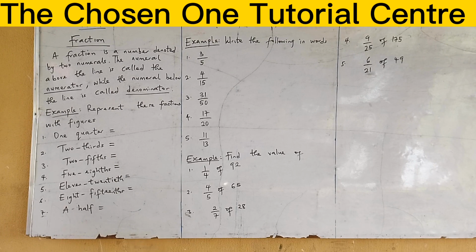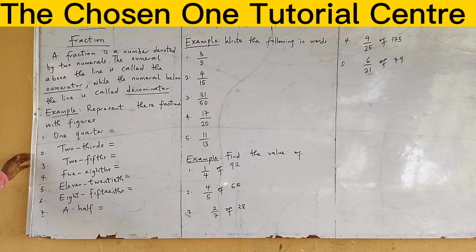In today's class, we are going to consider fraction as a topic. What is fraction? Fraction is a number denoted by two numerals. The numeral above the line is called numerator, while the numeral below the line is called denominator. We are going to solve the examples given on the board.